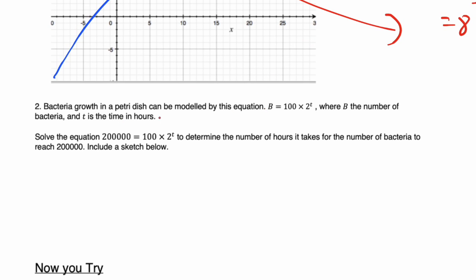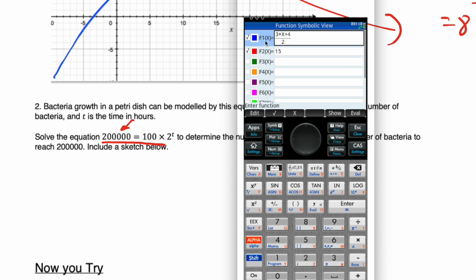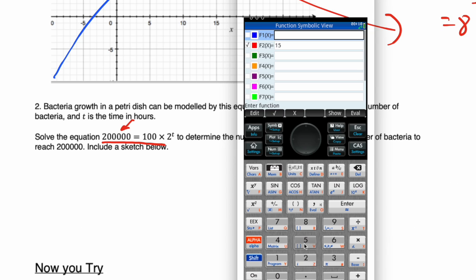Okay, bacterial growth. Bacteria grows exponentially, so that's why we have an exponential here. If you solve this equation, this determines the number of hours it takes for the bacteria to reach this level, or 200,000. Okay, so we can do the same procedure as before. We can go to apps, function, type in the left-hand side and the right-hand side. So we're going to have 200,000. And the right side is going to be 300 times 2 to the power of x. X is right here.